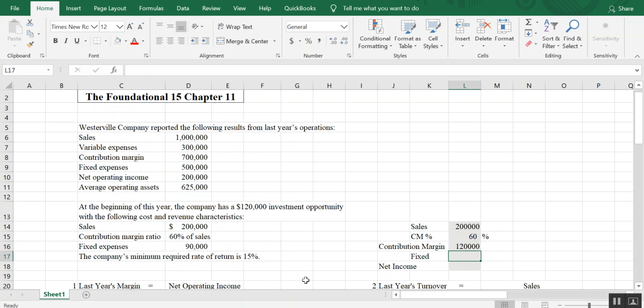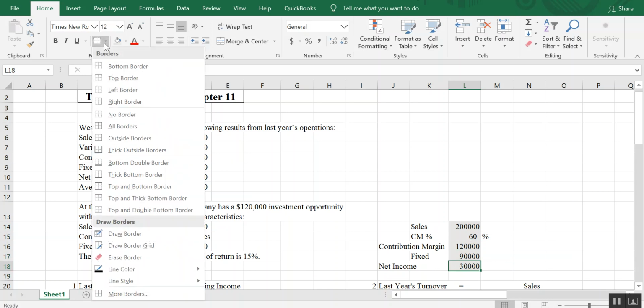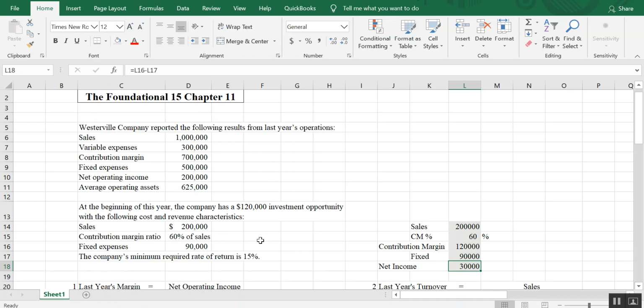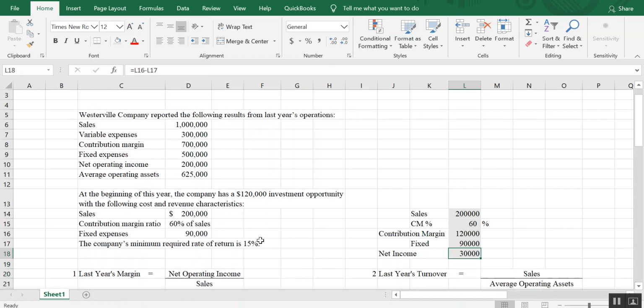Then we're going to bring over the fixed expenses of 90,000, and we subtract the 90,000 from the 120,000. We get a net income of $30,000. That's the net income that we need. Actually, we had to calculate it because they didn't give it to us here. This would be the net income of the project.